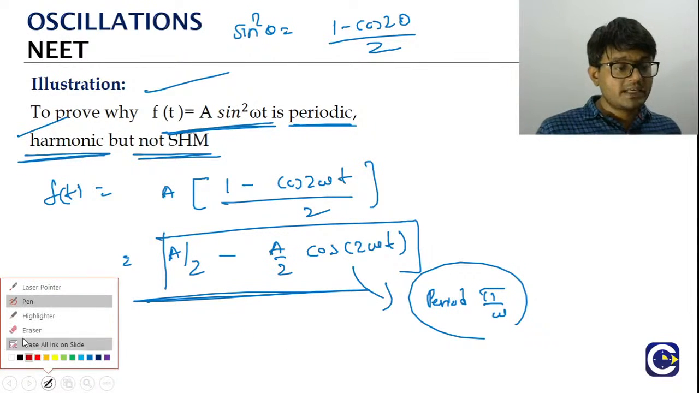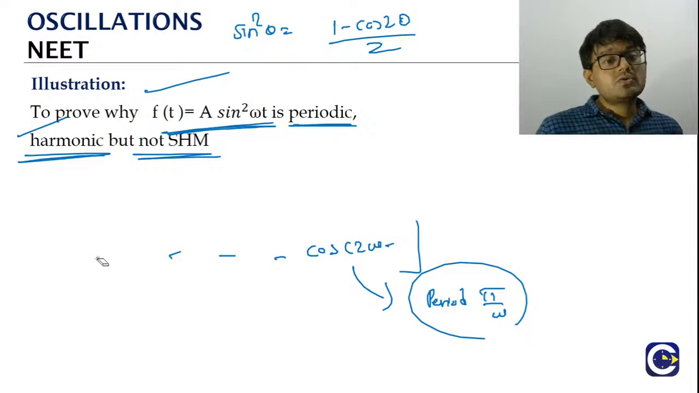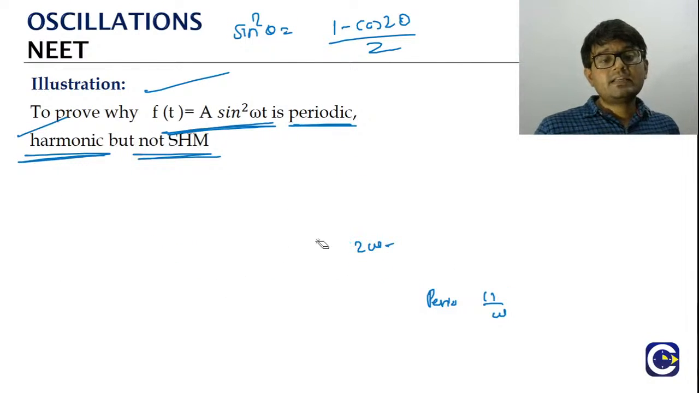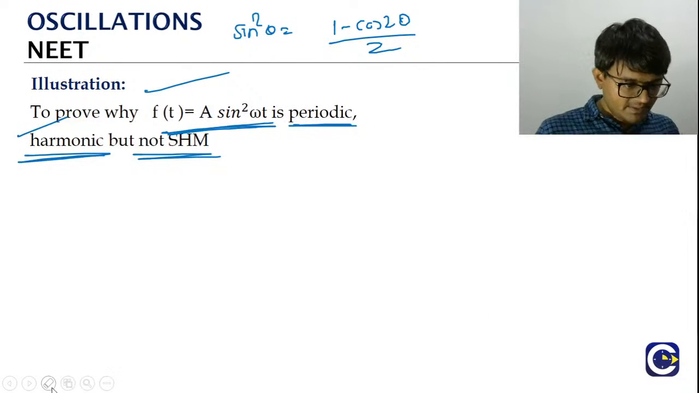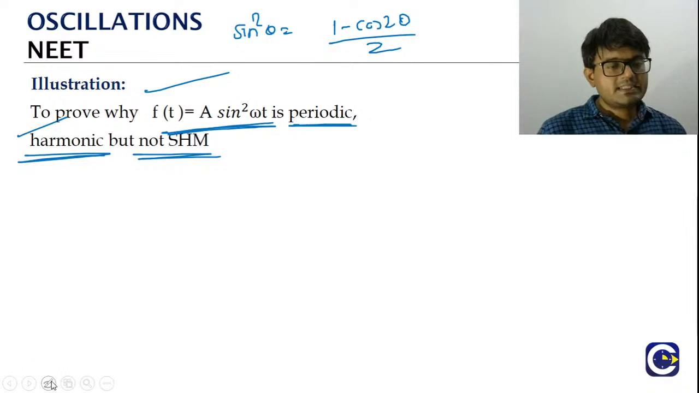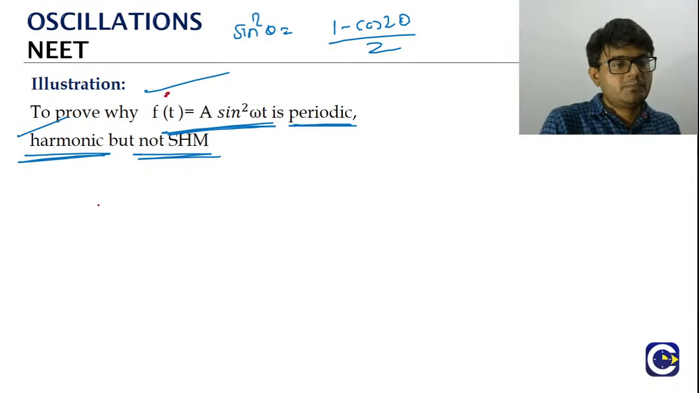They are asking us why it is not SHM. Look, we should check whether this is satisfying the SHM condition or not. What we need to check is whether it is satisfying the SHM condition or not. So if the function, this is the position function, what is it? A sin square omega t.